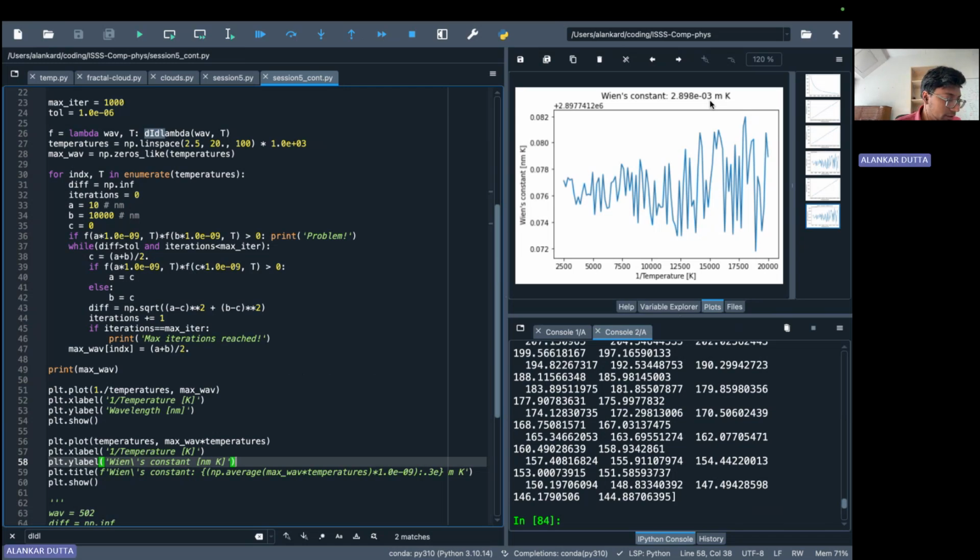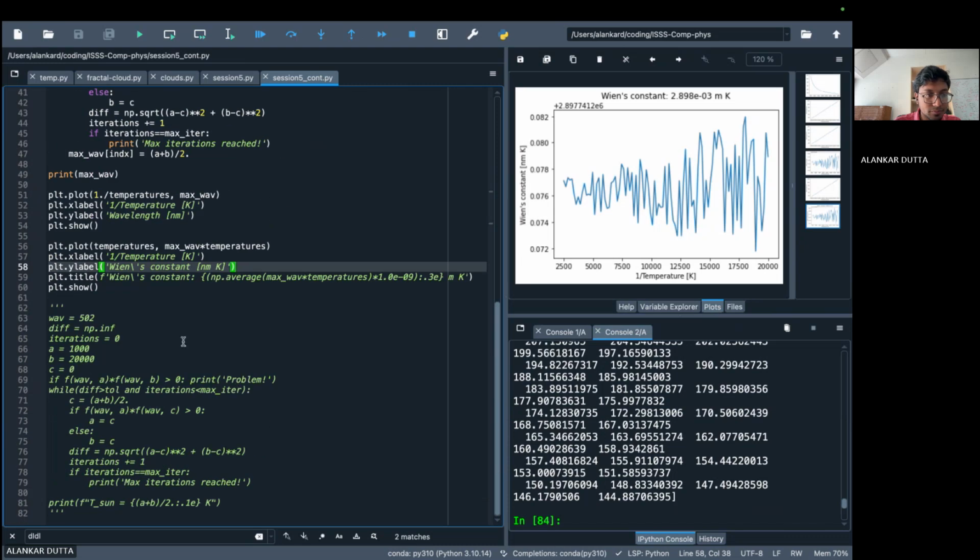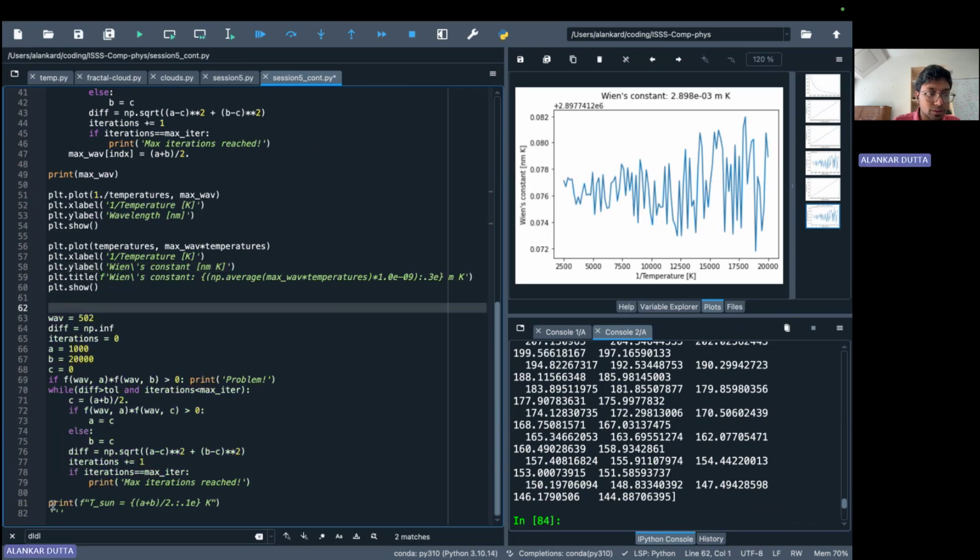Okay, so let's go to the next part, where we are asked to find the temperature of the sun when we know its maximum wavelength comes at around 502 nanometers. This is the other way around of doing this problem. In a way, we know this already analytically because we have already found Wien's constant, right? So analytically, we already know what the temperature of the sun would be.